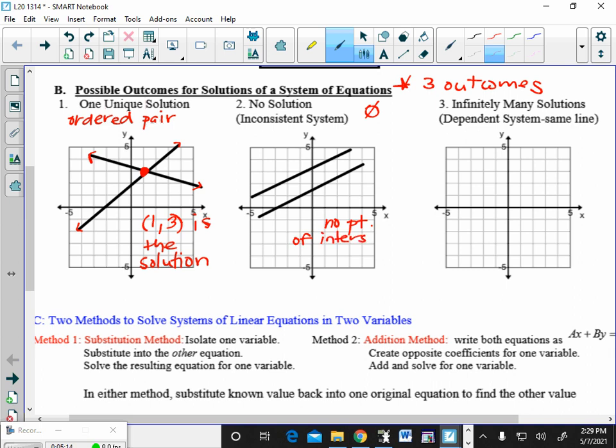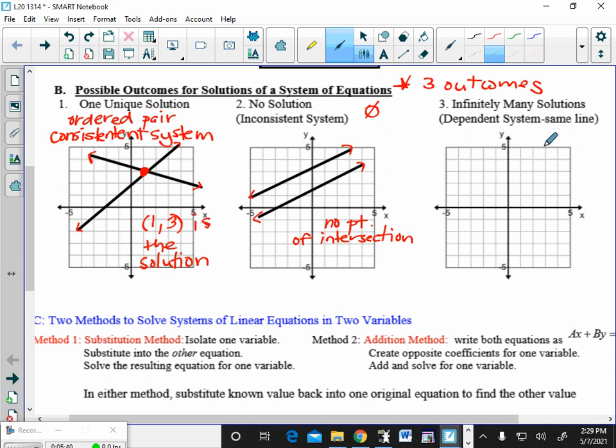When the equations in the system are parallel, when you graph them, there is no solution, so our solution is the empty set. And we call that an inconsistent system. I might also mention over here, this is a consistent system.